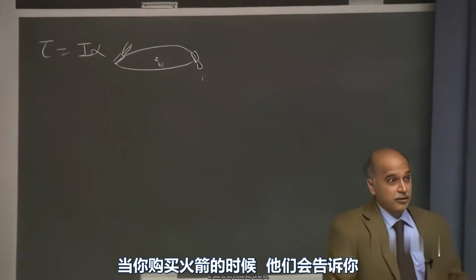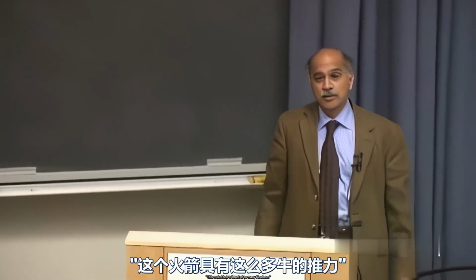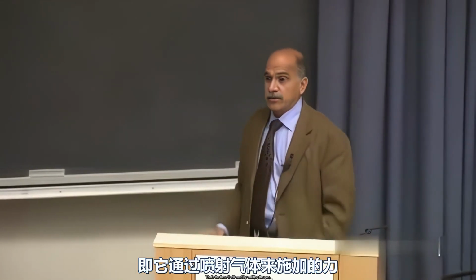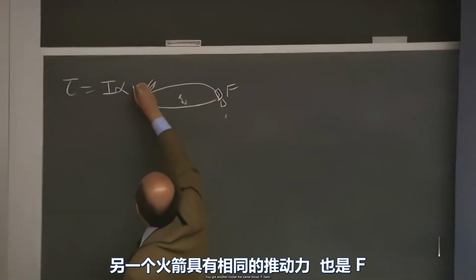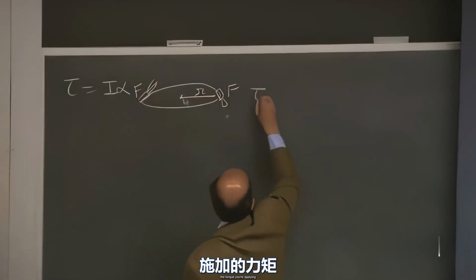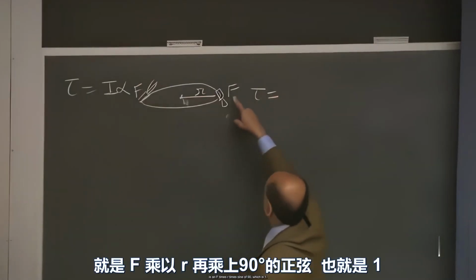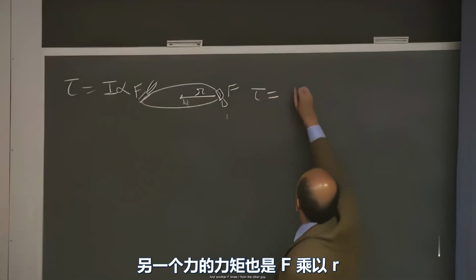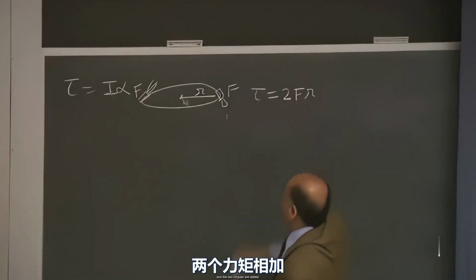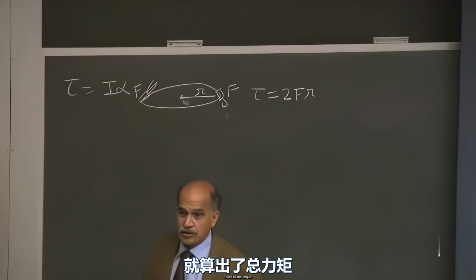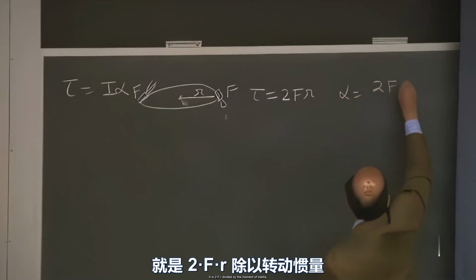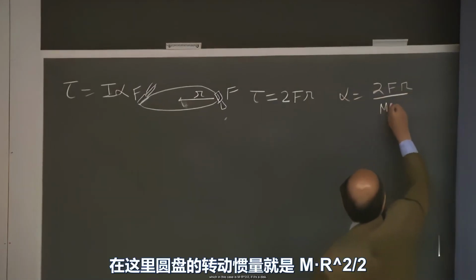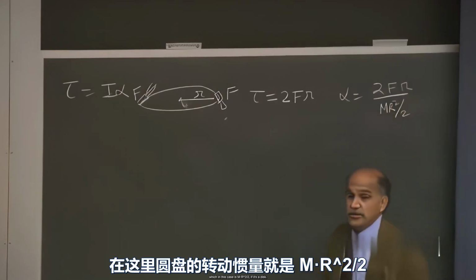So when you buy a rocket, they will tell you, this rocket has a thrust of so many newtons. That's the force it will exert by emitting the gas. So if it has a certain thrust F here, get another rocket, the same thrust F here, the radius is R, the torque you're applying is F times R times sine of 90, which is 1, and another F times R from the other guy, and the two torques are additive. That'll be the torque. Then the rest is very easy. What's the angular acceleration of this guy? It is 2FR divided by the moment of inertia, which in this case is MR squared over 2 if it's a disk.